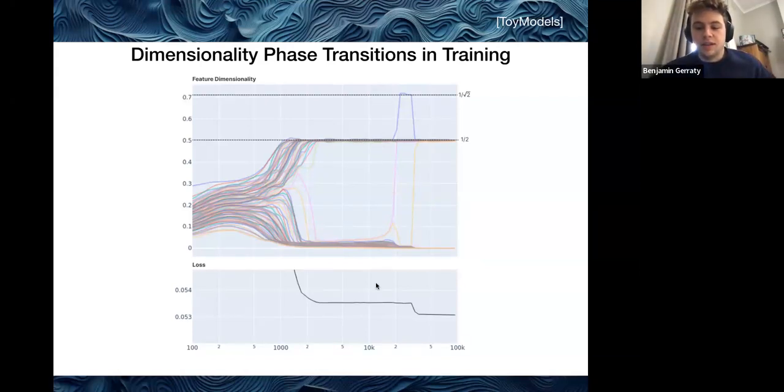And then what we see is a bit of a dip in the loss when it manages to shove another feature up into a digon. It manages to put another feature into a digon. So this is across training time, over epochs.